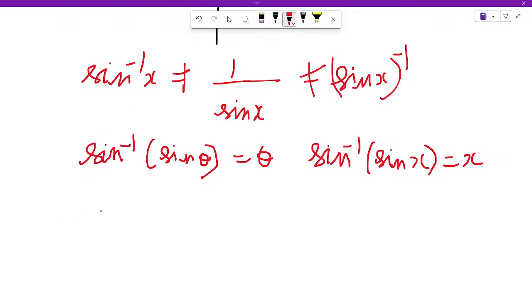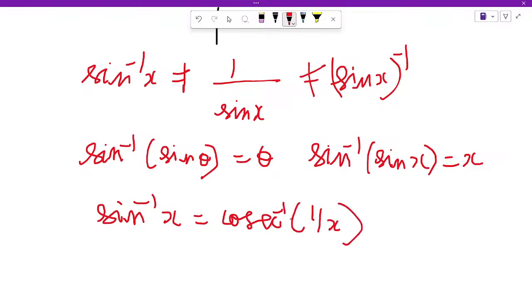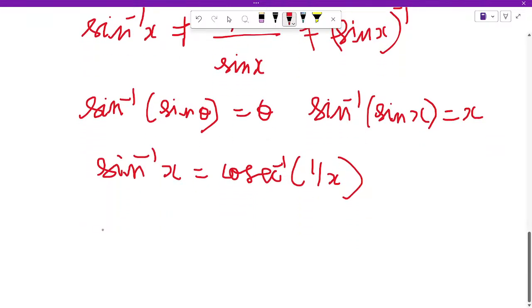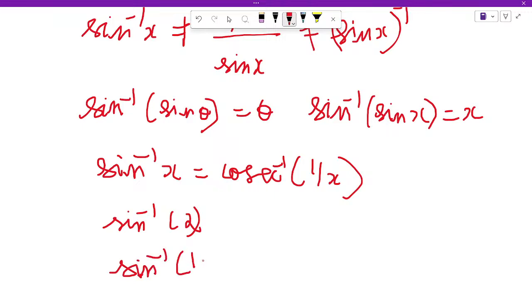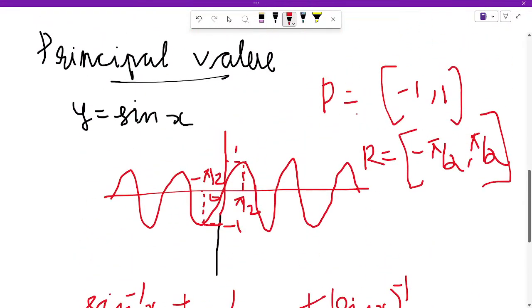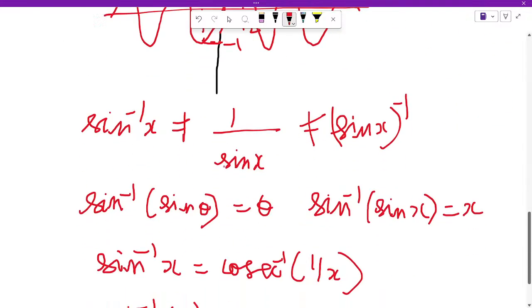Now let me write some basic formulas. Sine inverse x is equal to cosec inverse of 1 by x. Sometimes in questions it will ask like sine inverse of 2, or sine inverse of 1.5. At that time we don't have a value, that is, it's not defined. So I have shown you why we need to know the domain of sine inverse x. Sometimes a question may be asked like this. I'll show you.